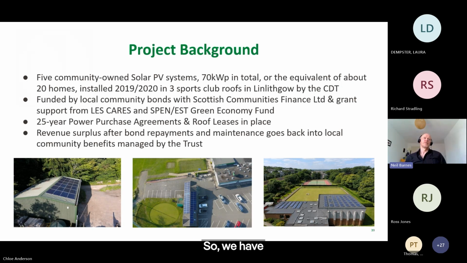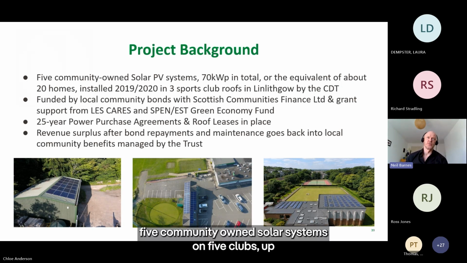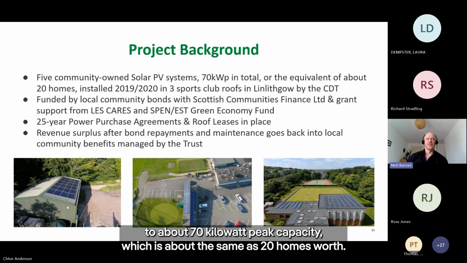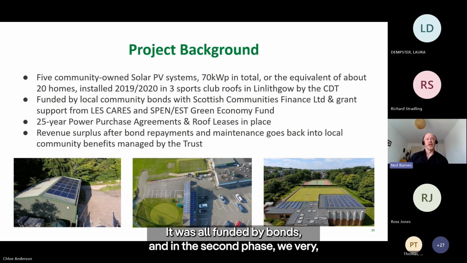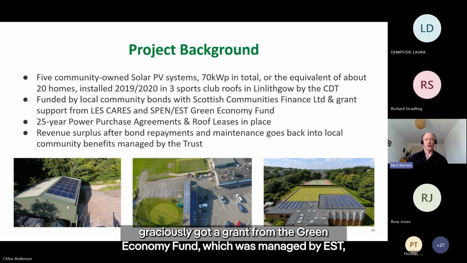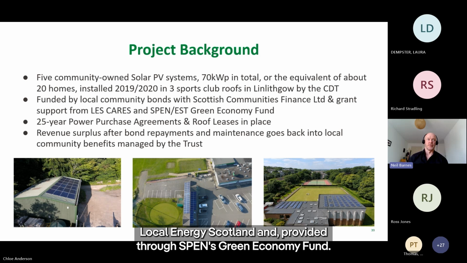So we have 5 community-owned solar systems on 5 clubs up to about 70 kilowatt peak capacity, which is about the same as 20 homes' worth. And these were installed over 2 years, 2019 and 20, just before COVID, which proved quite challenging. It was all funded by bonds, and in the second phase, we very graciously got a grant from the Green Economy Fund, which was managed by EST, Local Energy Scotland, and provided through Spen's Green Economy Fund.